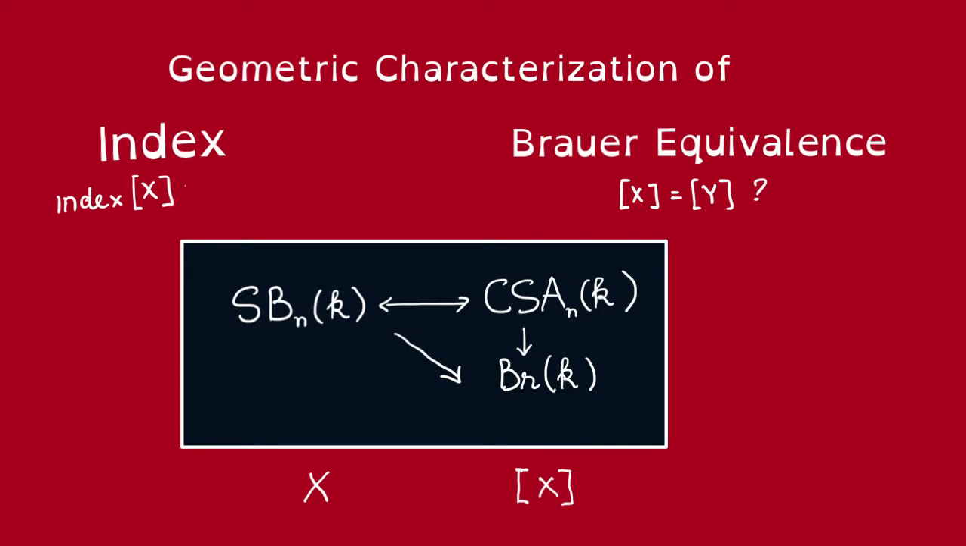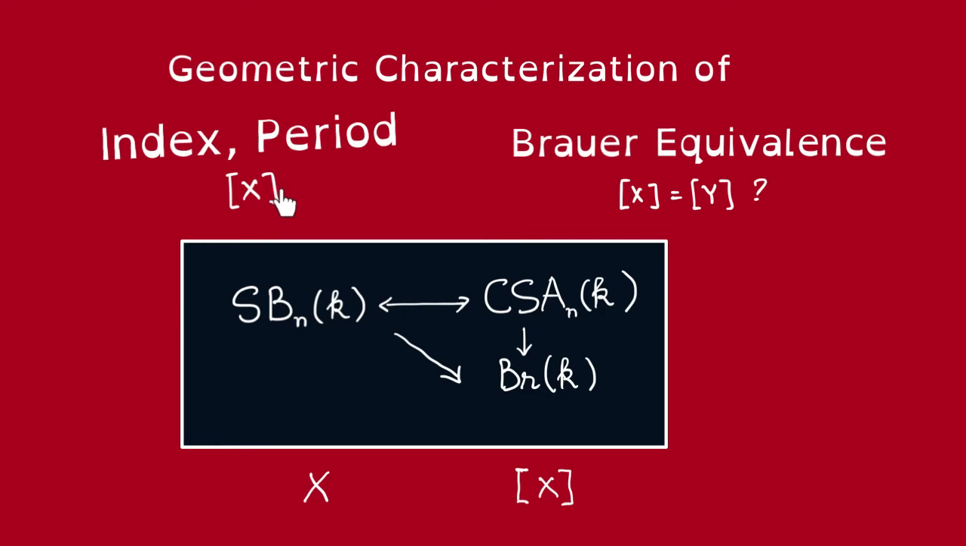Now, naturally we'll have a few questions. For example, let's say we have two Severi-Brauer varieties X and Y. When are the corresponding classes of X and Y in the Brauer group equal? In other words, we want a geometric characterization of Brauer equivalence. Another question is, how do we recharacterize the algebraic invariants of the central simple algebra? A central simple algebra has several invariants, for example, the index and the period.